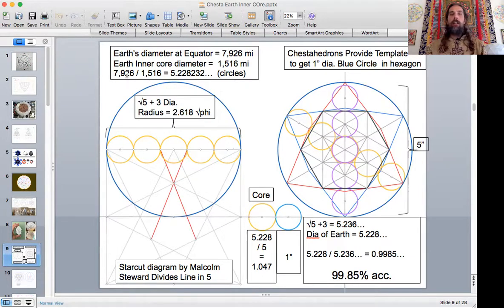So if I divide these two numbers, well, that's going to tell me how. It didn't come up to 5. That would have been nice. That would have been easy to do. It came up to 5.228232 in a string of digits.